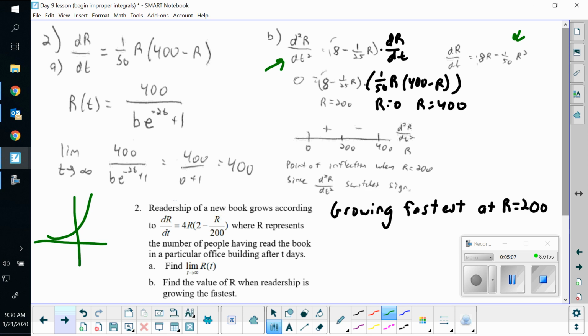You can then replace dr over dt with what we had originally, and I put the factored form in because we would want that factored. So we get 200, 0, and 400. And our inflection point, we switch from a plus to a minus at 200. So the inflection point is at r equals 200 since the sign switches in the second derivative. So we're growing the fastest at r equals 200.